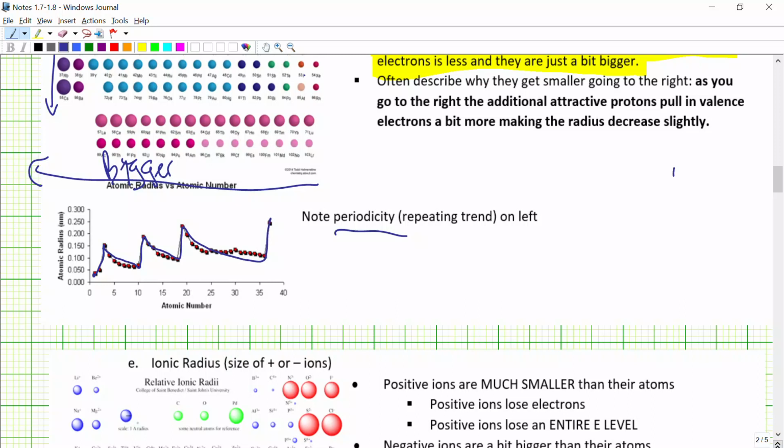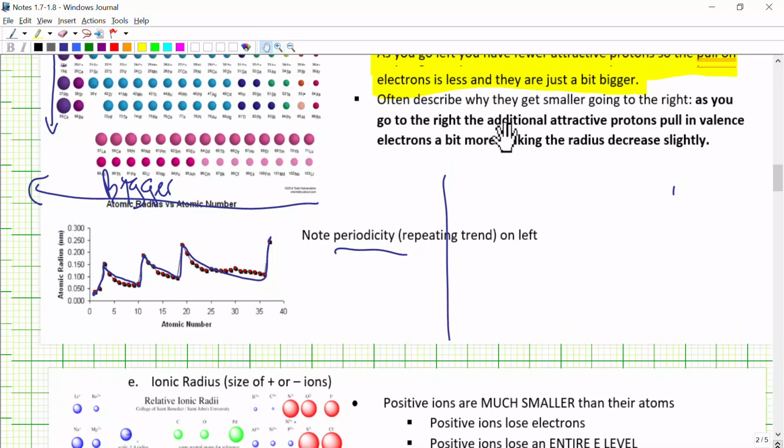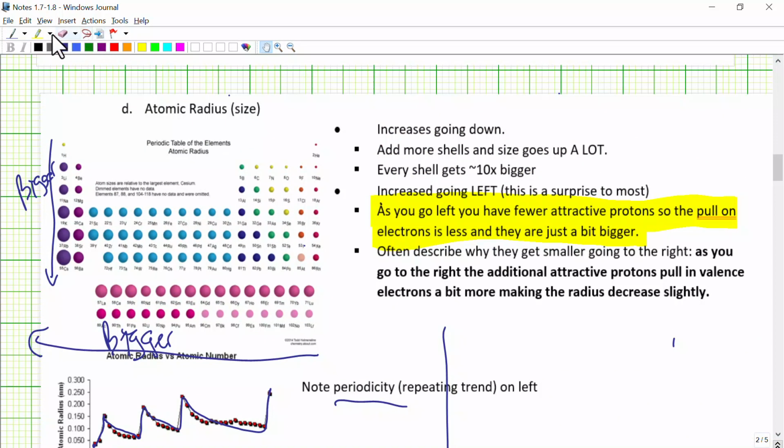So where are the big ones? Let's take a look again. The big ones are right here. Here's the biggest one. Notice how if I compare these two columns, the left column is bigger than the right column.